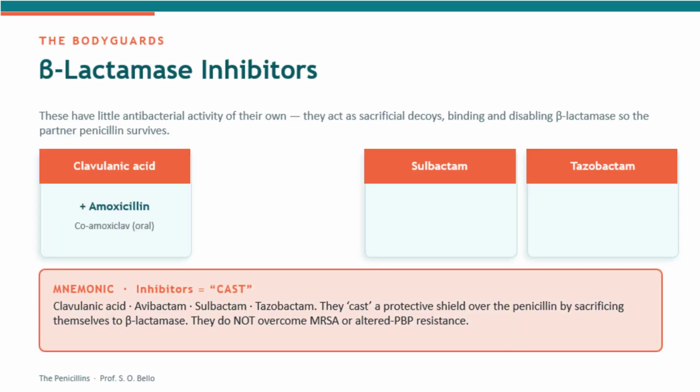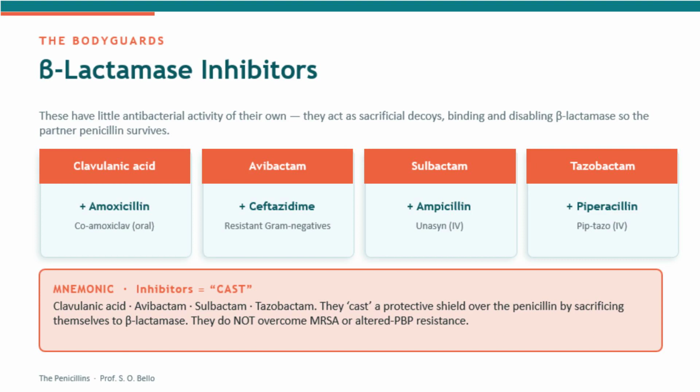We've now mentioned combinations several times, so let's deal with the lactamase inhibitors properly. On their own, these molecules have almost no useful antibacterial activity. The job is to act as bodyguards or sacrificial decoys. They bind irreversibly to the bacterial lactamase enzyme and disable it so the partner penicillin can reach its target intact. The four to know are clavulanic acid, avibactam, sulbactam and tazobactam, and each travels with a particular partner.